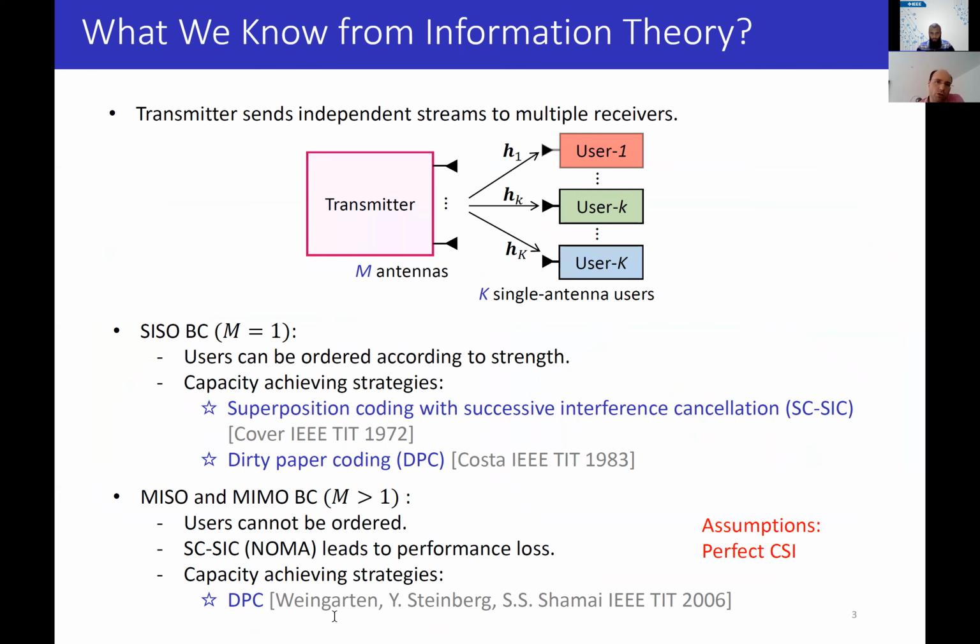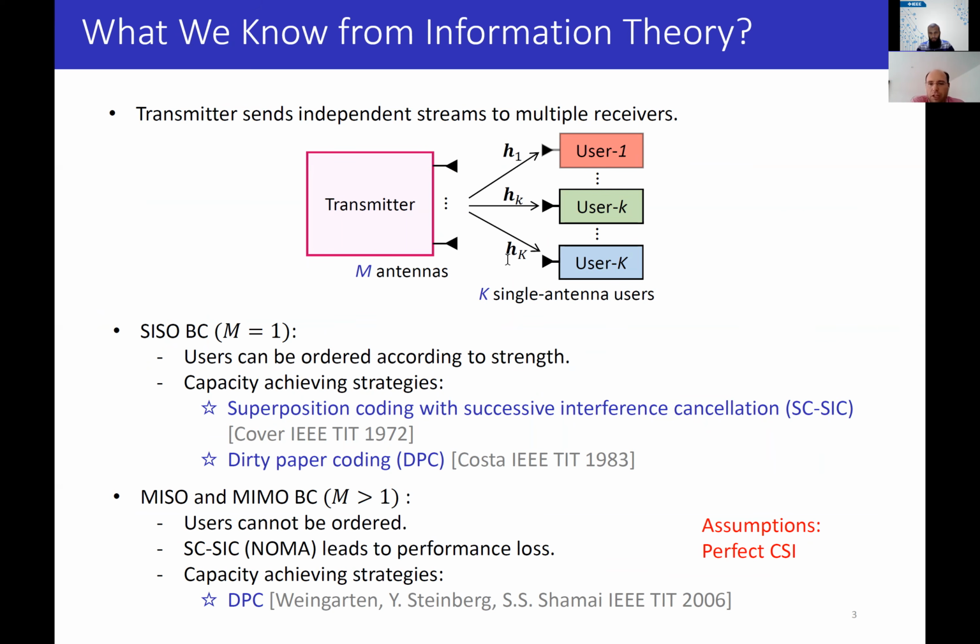Right, so what do we know from information theory when we have multiple antennas at the transmitters and we have multiple users? And so, represented by the scenario here where we have M transmit antennas, for instance, and here we can have K single antenna users. I assume single antenna here for simplicity at the receiver. Right, so if we have the particular case where M is equal to 1, so we have single antenna nodes everywhere, we know for a long time that actually the channels here, H1 to HK, they become scalar, and they can be ordered according to channel strength.